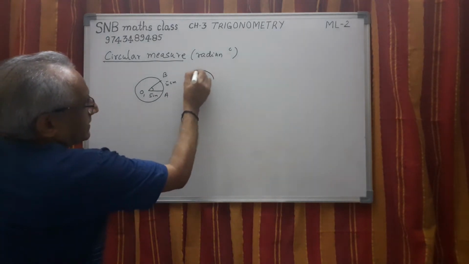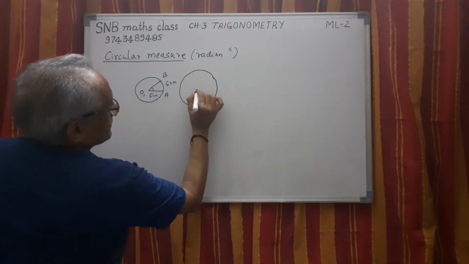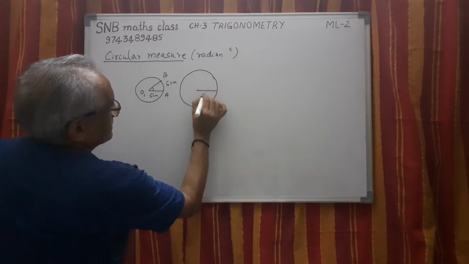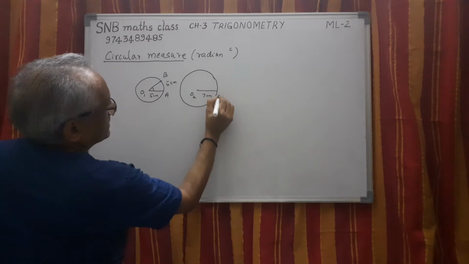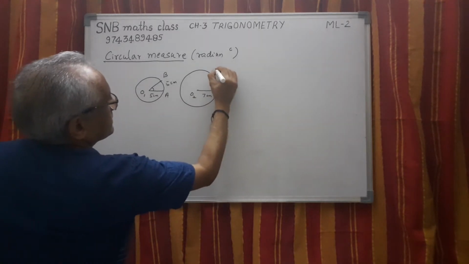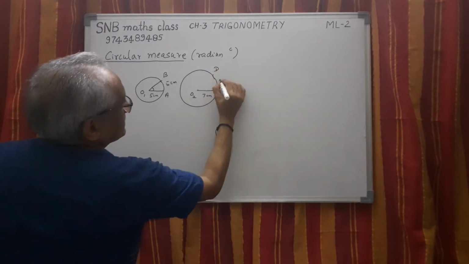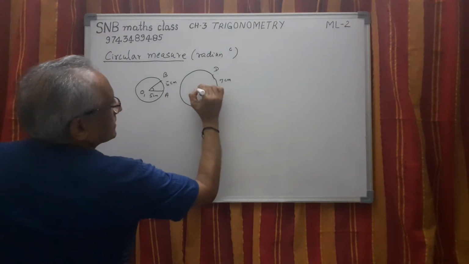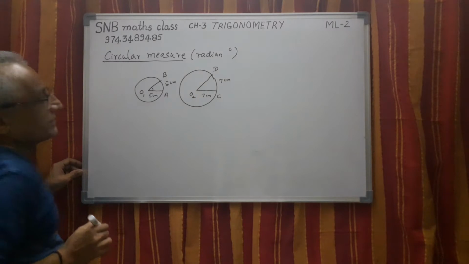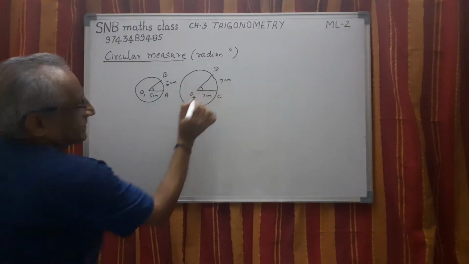Similarly, you take another circle. Say radius is 7 centimeter. Let us say O2. This is ABC. Let us take this is D, such that this is also 7 centimeter. Arc length is 7 centimeter. So let us join this one. And this is the angle we are getting.